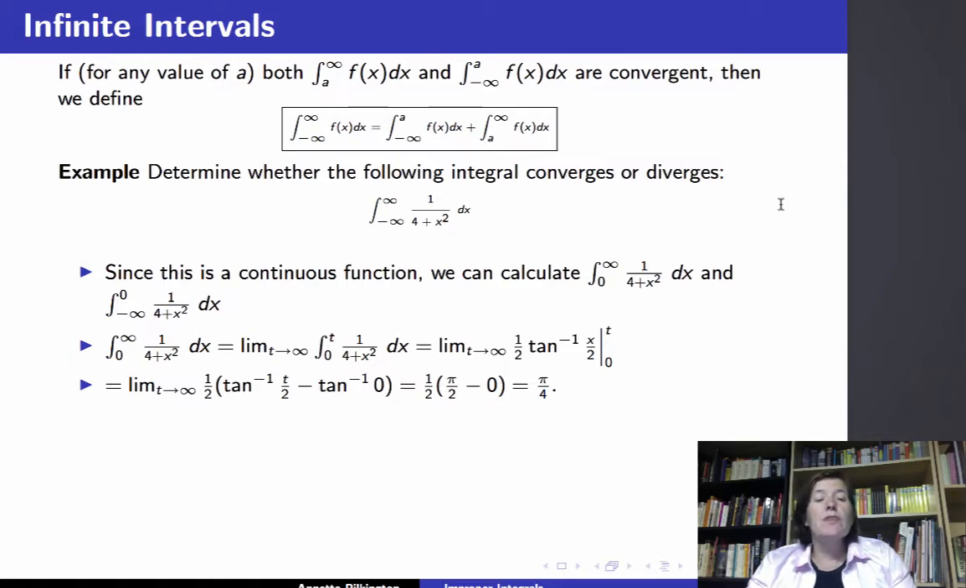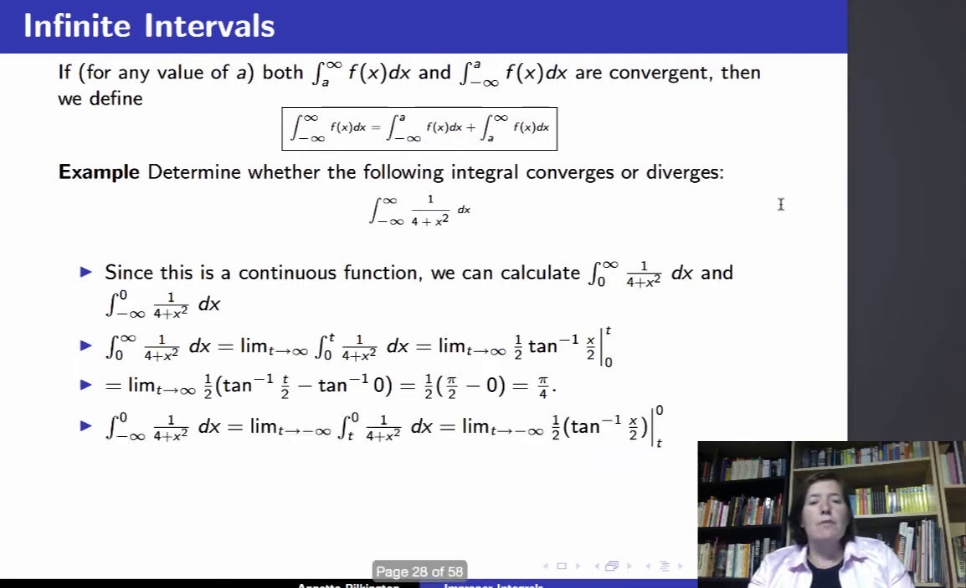And this you can see from the graph of tan inverse, and it's one of the limits we looked at when we explored the tan inverse function. So our limit is equal to 1/2 times pi over 2, which is pi over 4. So the area under this curve between 0 and infinity can be said to be pi over 4.